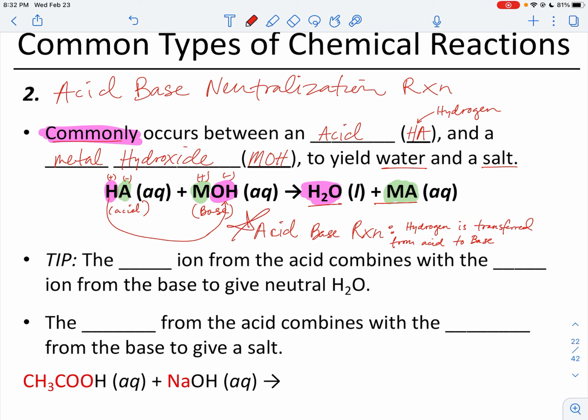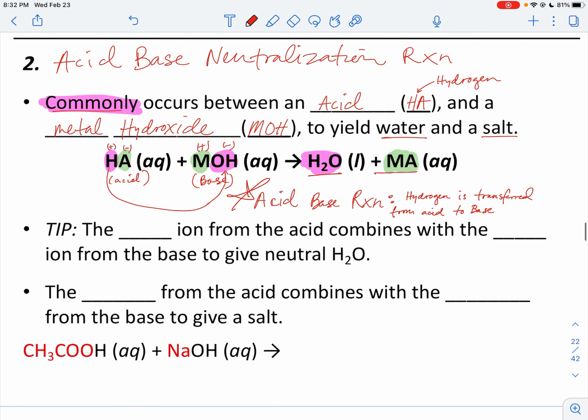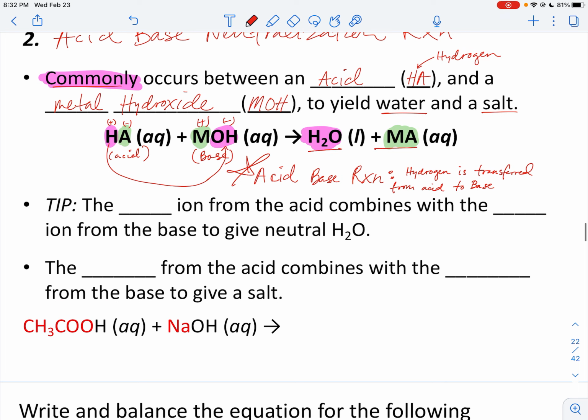So I'm going to put a star by that, as that's more of a general way to define acid-base. We'll really dig into that in chapter 10, but I'm just giving one specific example here with the acid and metal hydroxide, which is a very common type of acid-base reaction. So just know both of those definitions for exam 2. And I think you'll be fine with that.